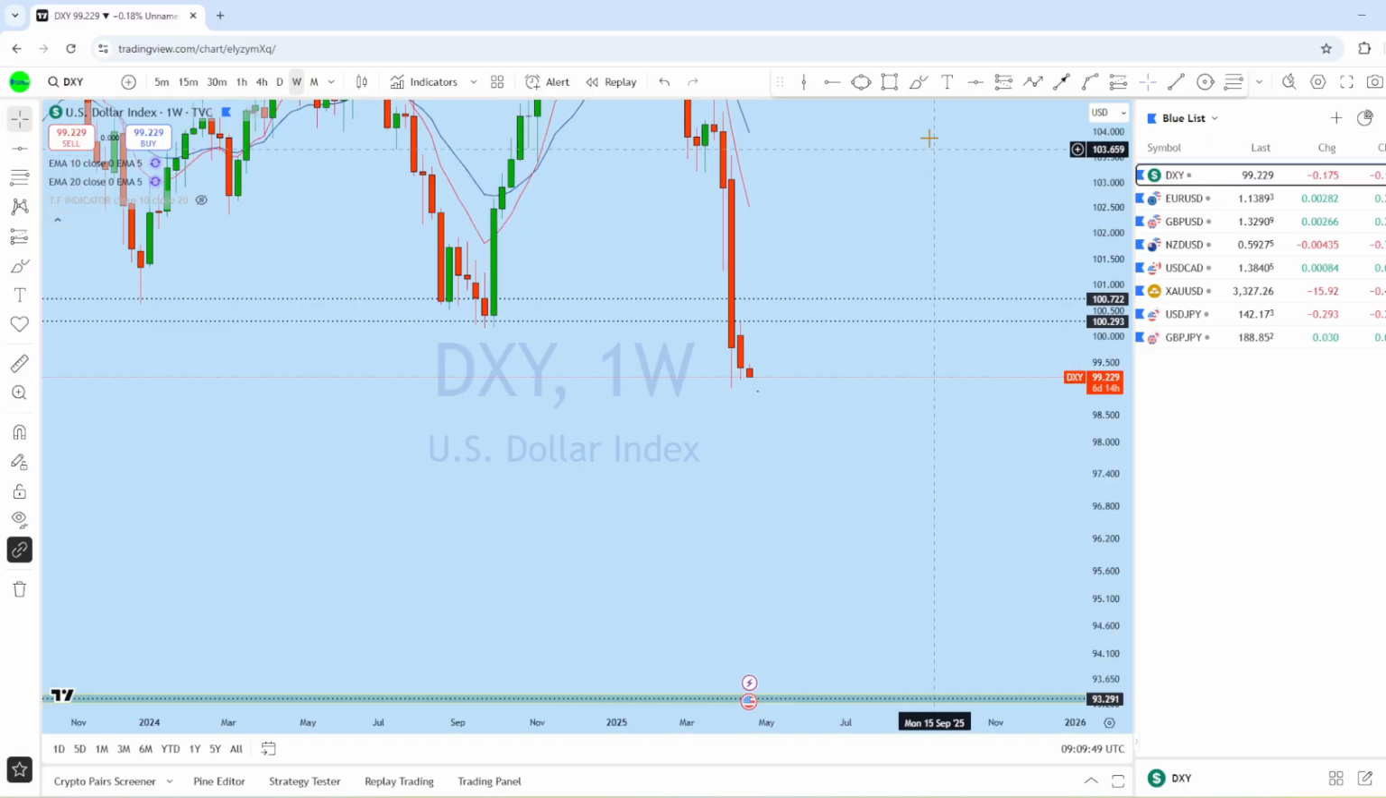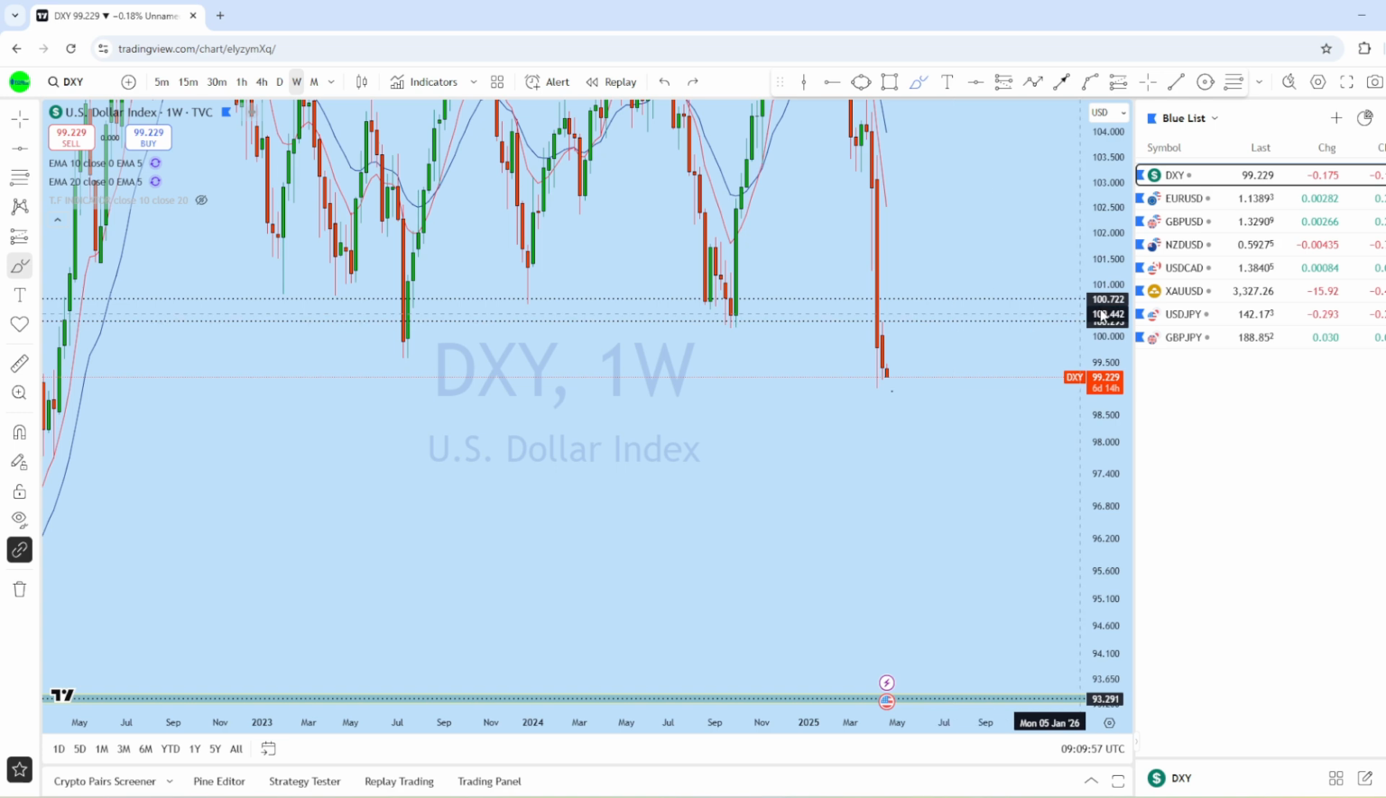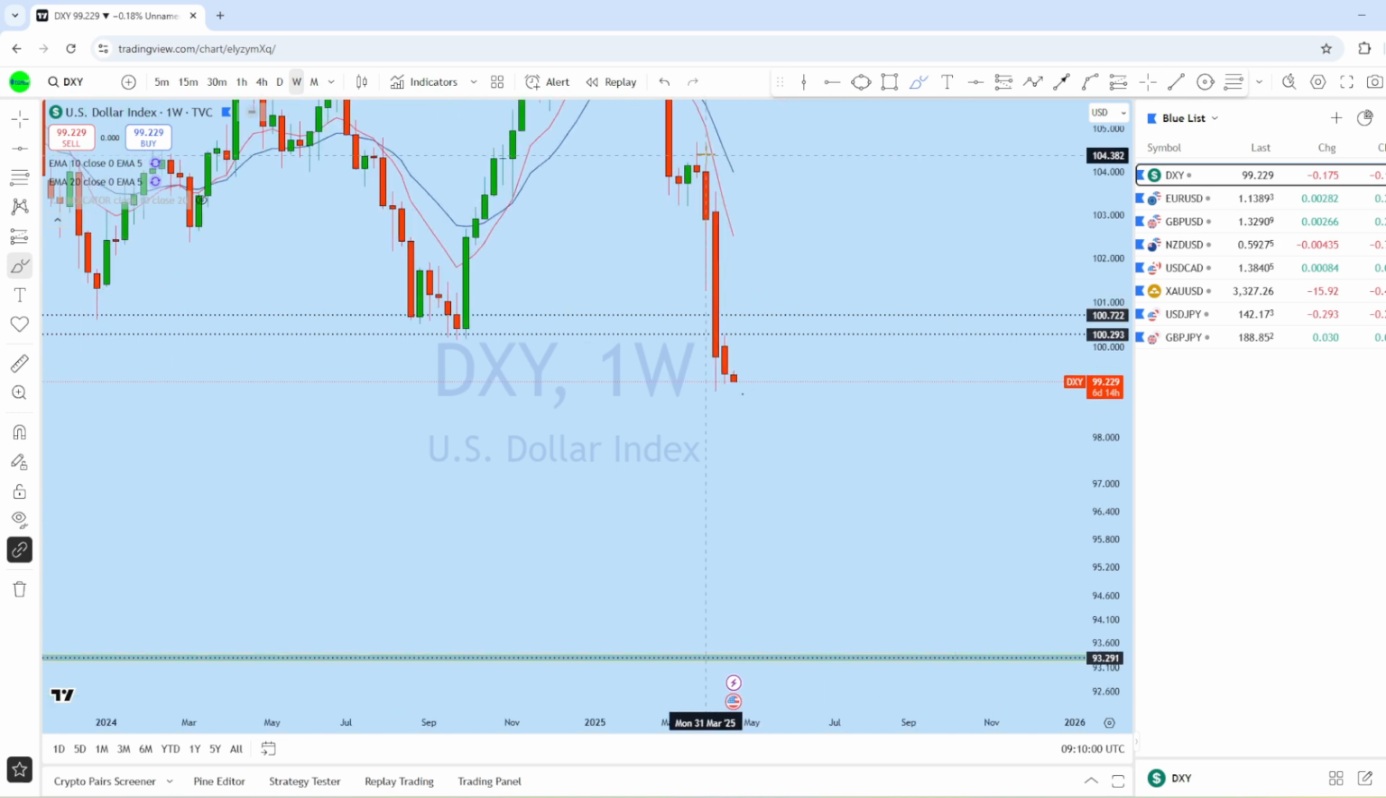What I think is that this week we may see the price grab liquidity from this level, or it may continue to drop from here. But as you can see, for almost five weeks back to back the market didn't create any higher high. It was moving in a strong downtrend.